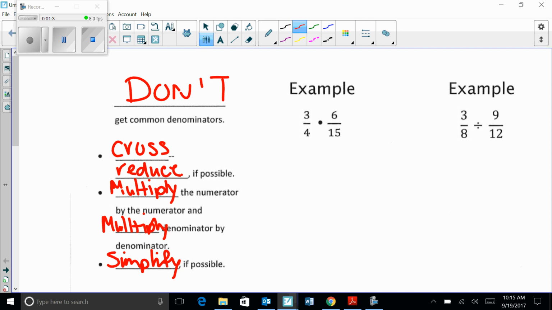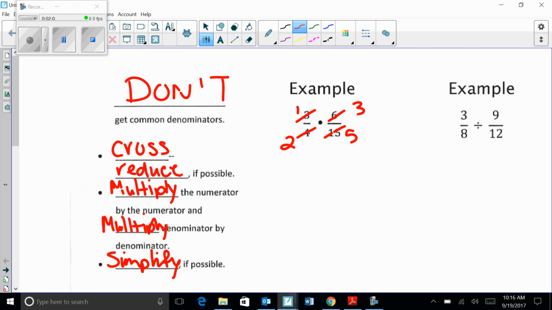So I have 3/4 times 6/15. I look and see if anything in the top has anything in common with the bottom. I know that 3 and 15 have something in common. They can both be divided by 3. So 3 divided by 3 is 1. 15 divided by 3 is 5. I also know that 4 and 6 can be divided by 2. So 4 divided by 2 is 2. 6 divided by 2 is 3.